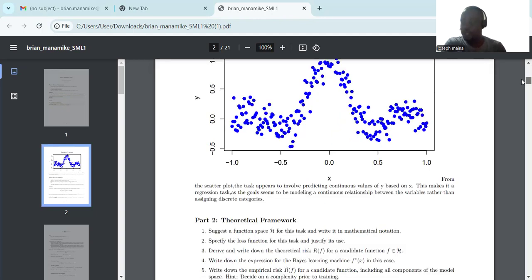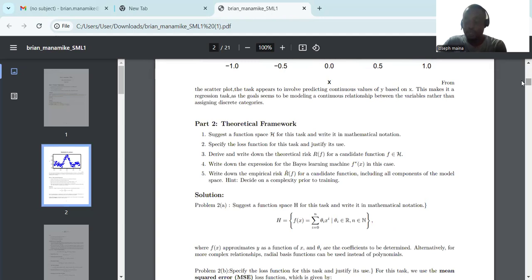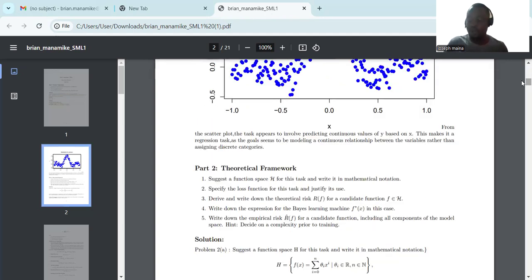Number two, it was a theoretical framework. A theoretical framework is a design of the underlying statistical and mathematical principles. The first part was to find the function space H. The function space consists of a collection of functions, typically defined on a specific domain, taking values in a specific range, which satisfy a certain condition.